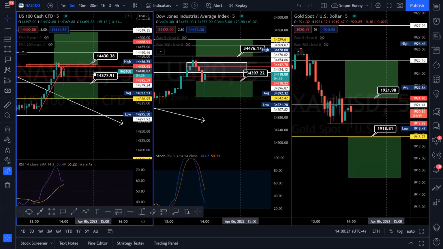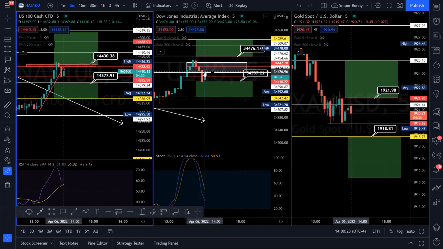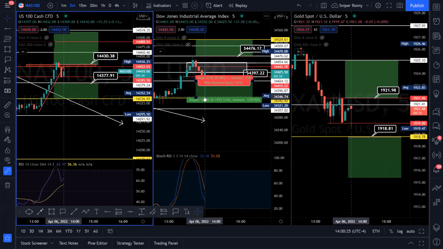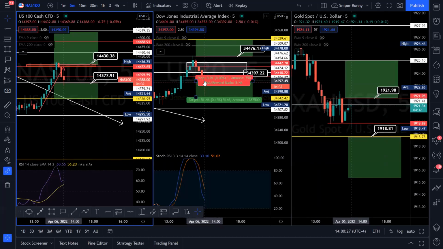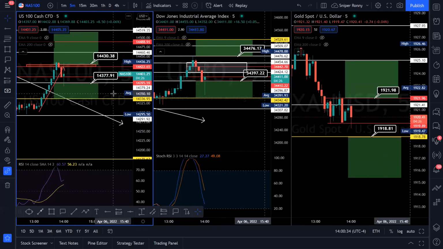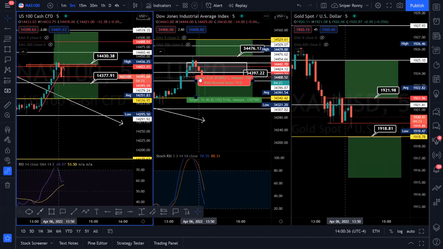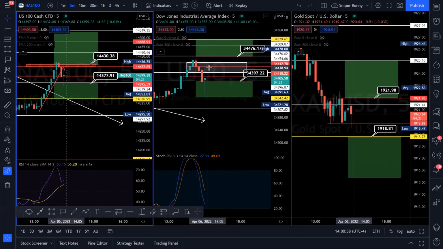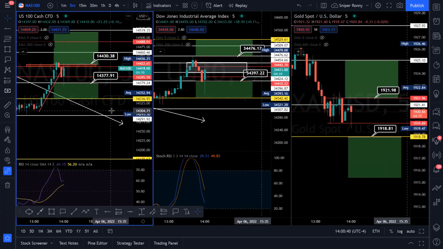See, too erratic, guys. Too erratic. I haven't hit a buy or sell. It came down and back up. Look at the indecision. Wow. So they're grabbing liquidity, guys. I'm waiting. See how fast that moves. It's no joke, guys.